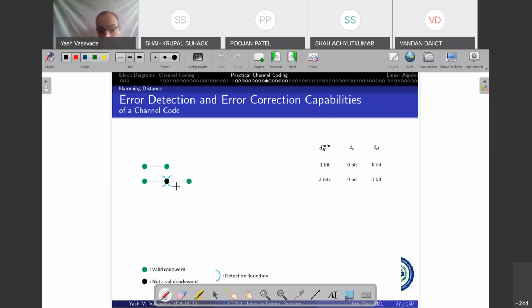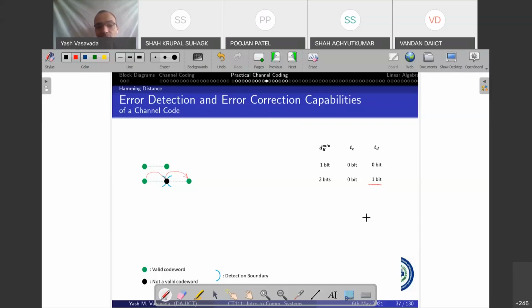So what is the next thing? This is the case when the minimum Hamming distance has become 2 bits. So no matter which pair of code words you pick, you will at least see that they are different in 2 bits. So now you can see that if only 1 bit is in error, then no matter which code word is transmitted, you are guaranteed to land on top of this black circle, the invalid code word. And so this minimum Hamming distance decoder will say that this is not one of the valid code words, so an error has happened. So it is able to detect 1 bit of error. So TD is 1 bit.